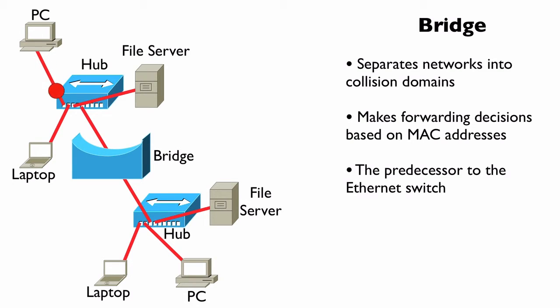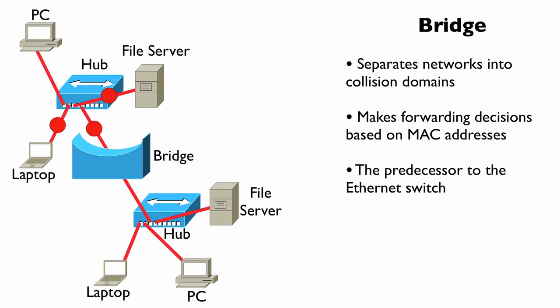Because like a bridge, an Ethernet switch is going to separate our network into different collision domains. Each port on an Ethernet switch is in its own collision domain, just like a bridge. An Ethernet switch is going to make forwarding decisions based on MAC address information, like a bridge. One of the big differences, though, is performance.